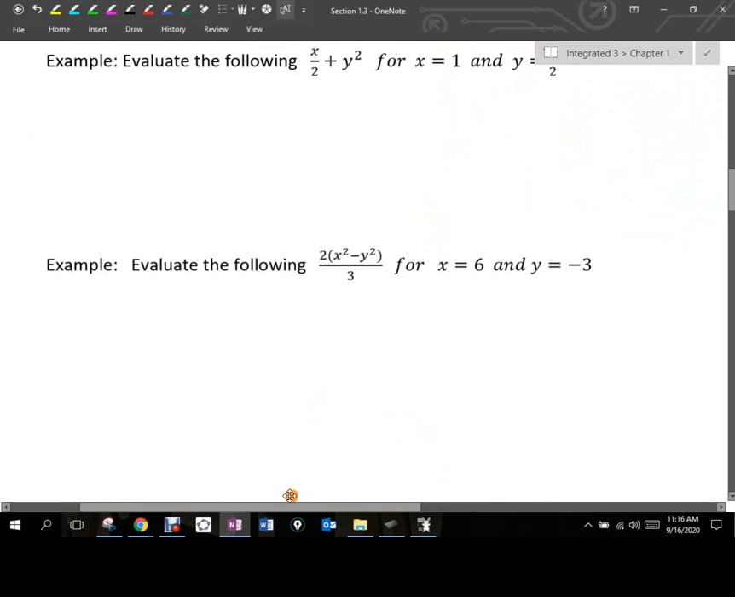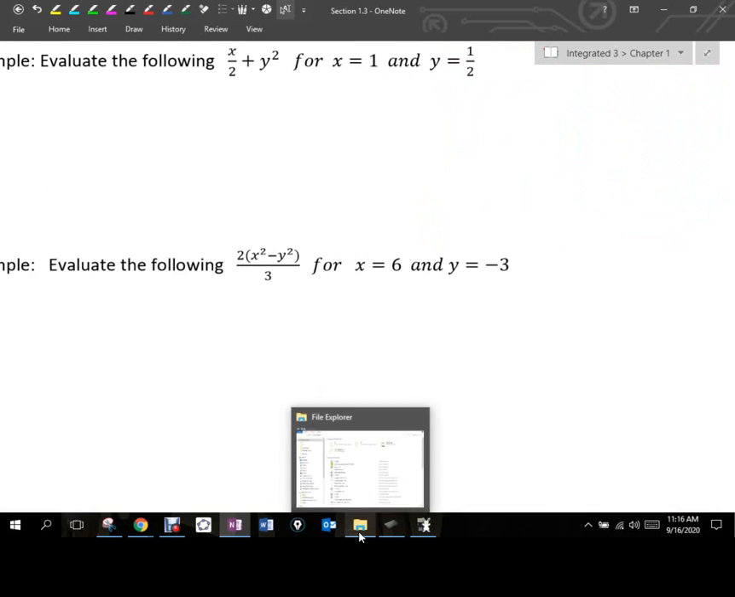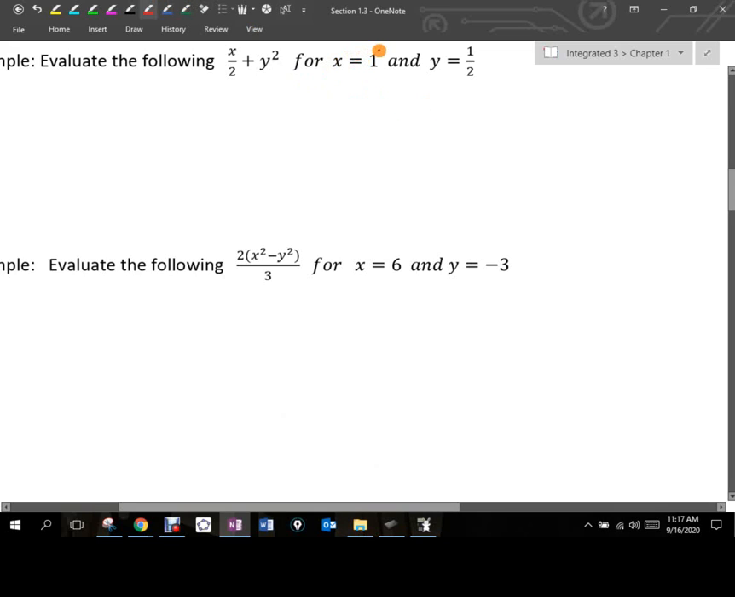All right, so the next one is x over 2 plus y squared if x is 1 and y is 1/2. Okay, so this is going to incorporate some basic laws of exponents that maybe we've talked about in the past. But I'm going to substitute. So I'm going to take my x equals 1, and I'm going to replace that x right there with it. So I get 1 over 2. Plus then my y, which is 1/2, and I'll replace that y with 1/2.